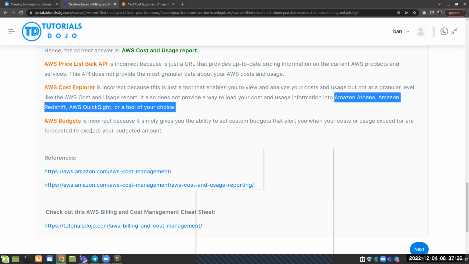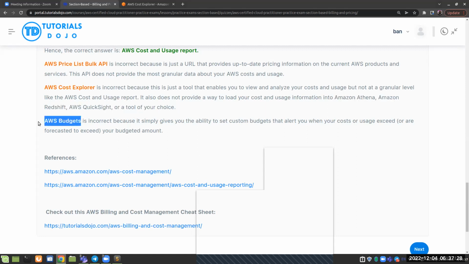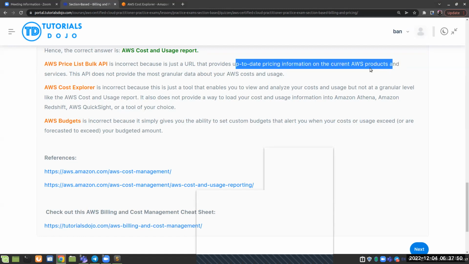So the data you see with Cost Explorer, you can't use the same way as you do with the cost and usage report. We did talk about budgets not long ago. It's just for alerting. The AWS Price List Bulk API is a URI that provides up-to-date pricing information on the AWS products and services. This API does not provide cost and usage. It just provides up-to-date pricing information on the current AWS products and services.